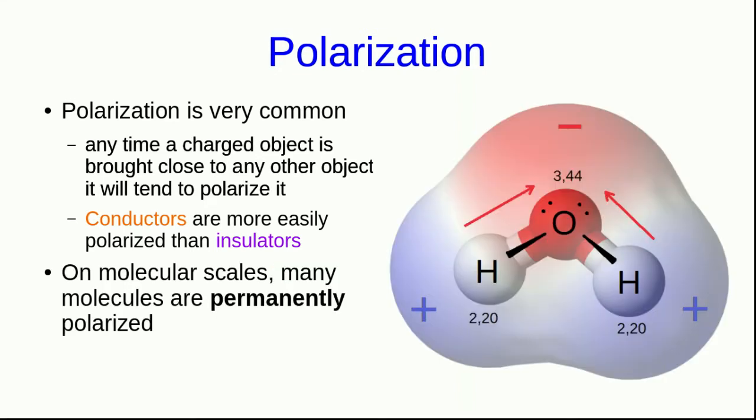On molecular scales, polarization is very common, but it's rather different. Molecules are often permanently polarized. You're probably already familiar with the fact that a water molecule is polarized. But this is quite different, because what we've been seeing is how charged objects will polarize neutral objects. But here we have an object which is polarized without any other charged object interacting with it.